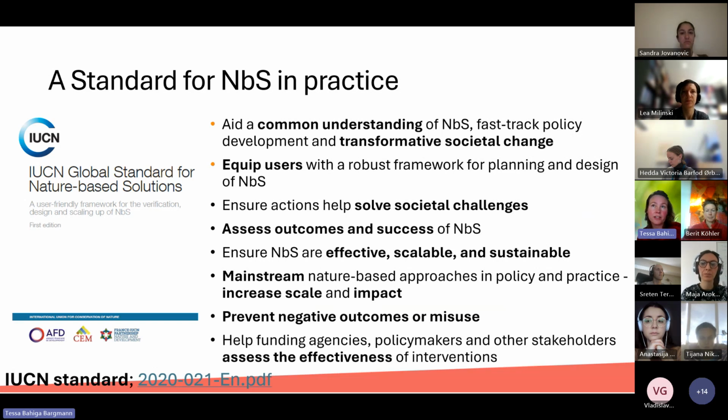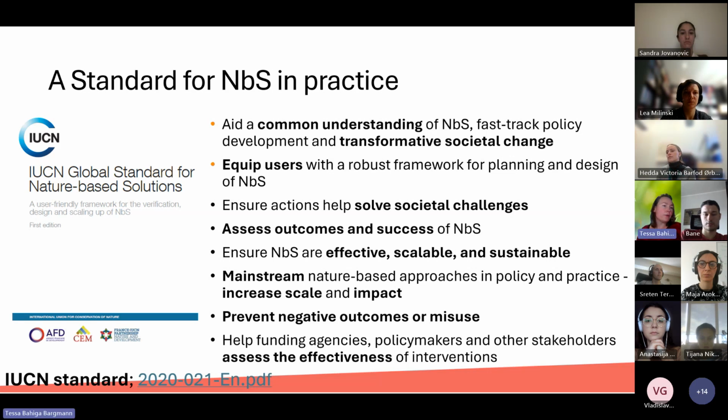It helps users of nature-based solutions to have a framework that can help them plan and design nature-based solutions, and to make sure that these solutions actually address societal challenges. It also helps you to assess the outcomes that your project has, just to make sure that the project is effective, scalable, sustainable, and to mainstream nature-based approaches, and then, of course, to prevent negative outcomes or misuse.